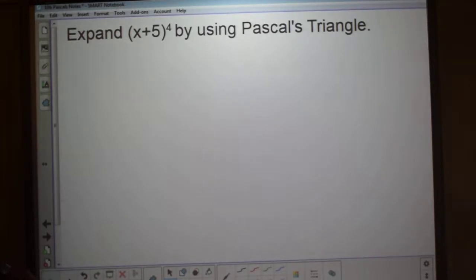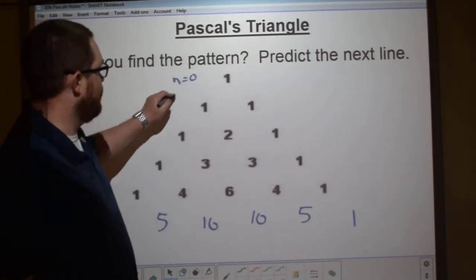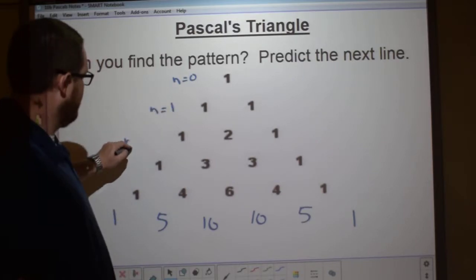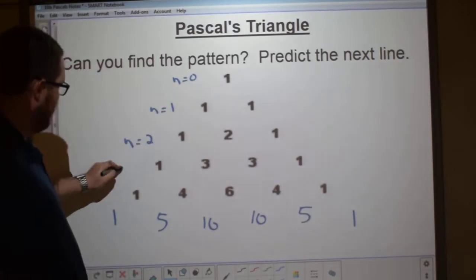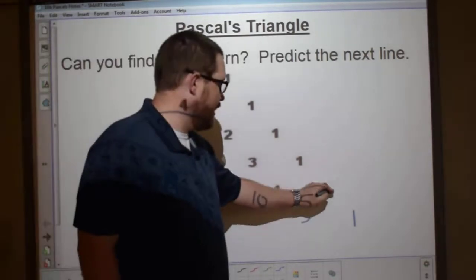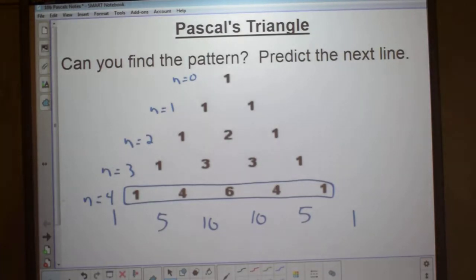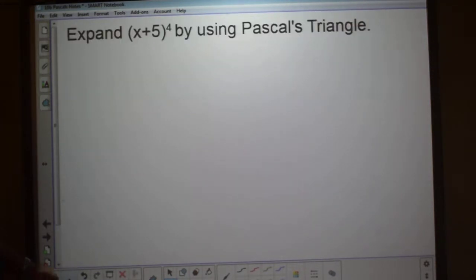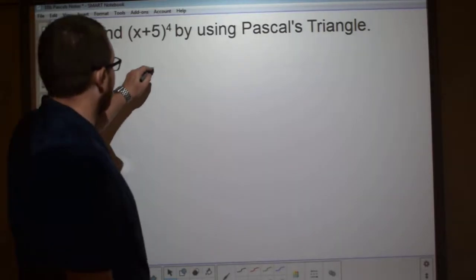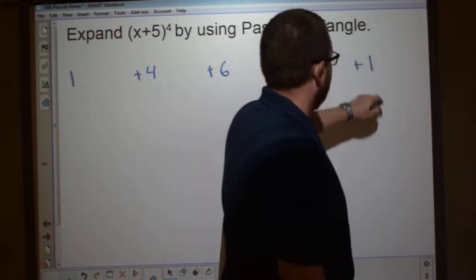Well, let's go back to Pascal's triangle. This is the 0 power, the first power, the second power, the third power, the fourth power. So we're going to use this line, 1, 4, 6, 4, 1. Those are going to be the coefficients that we use for right now. So 1 plus 4 plus 6 plus 4 plus 1.